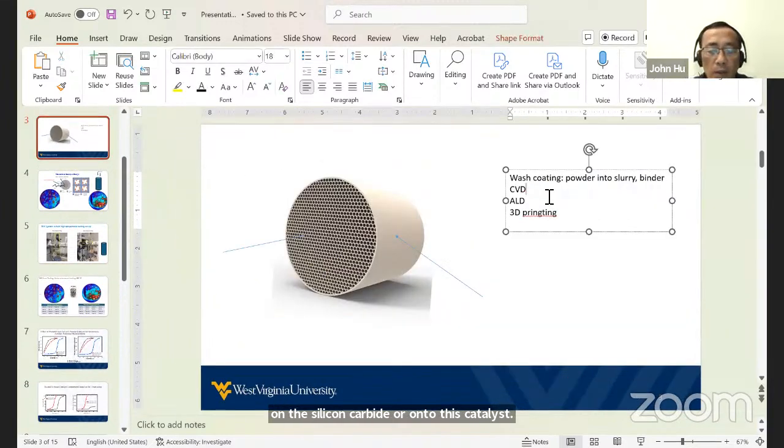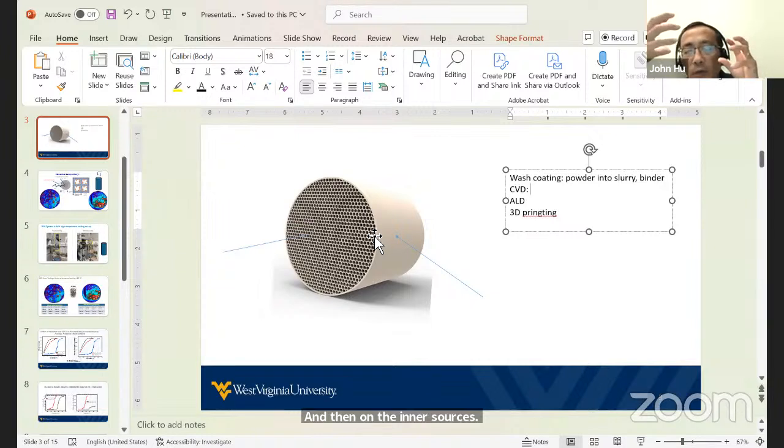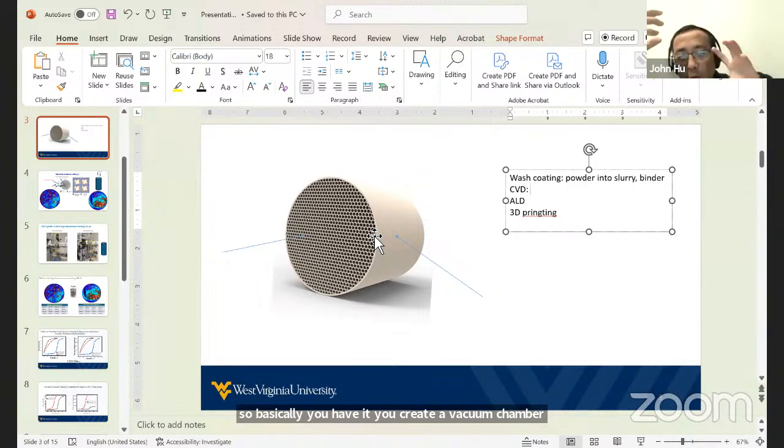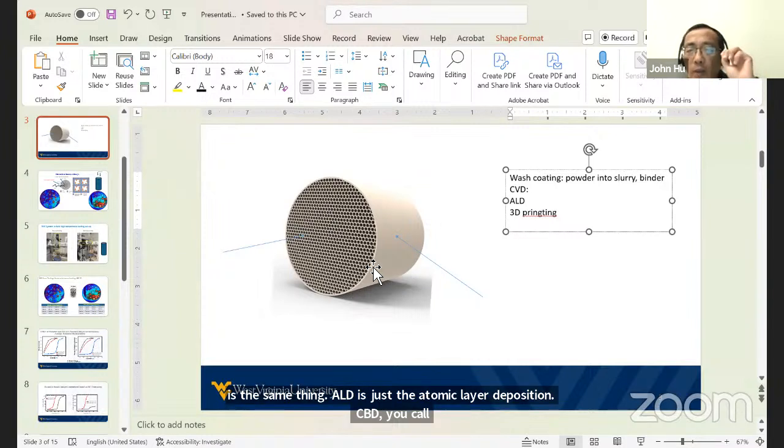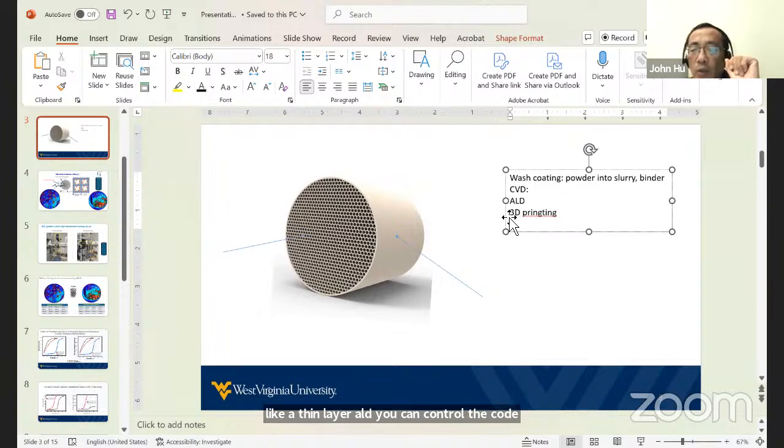CVD. I'm glad you asked the question. CVD, chemical vapor deposition. You have your catalyst source, and you create a vacuum chamber. You heat it, and under vacuum the powder is vaporized and lands onto this, including inside the pores. ALD is the same thing. ALD is just atomic layer deposition. With CVD you coat a thin layer. With ALD you can control the coating to a monolayer. So they are different, but 3D printing is different.